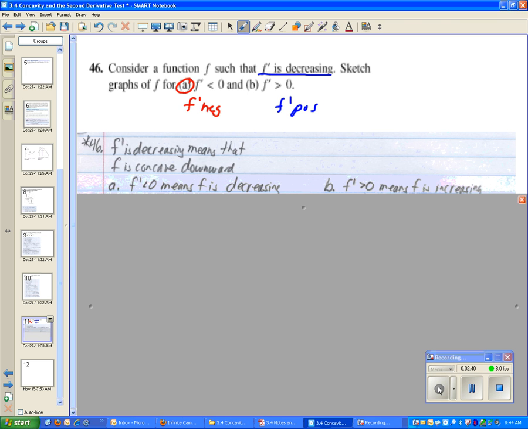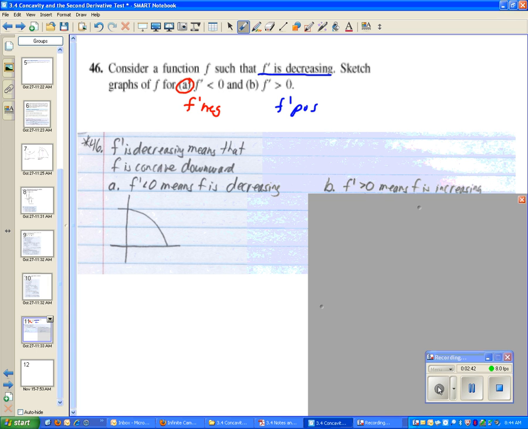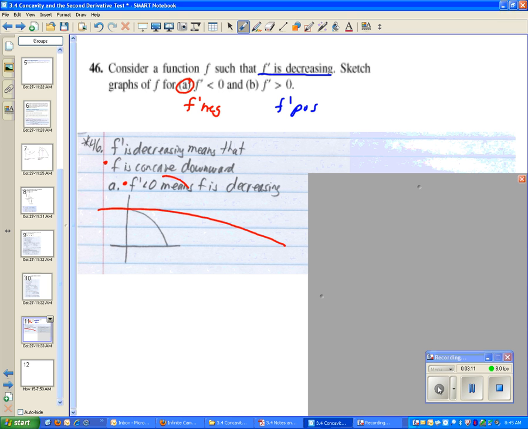So for part A, so this applies to part A and part B. For part A, f prime is less than 0 means f is decreasing. So I know my function f needs to be concave downward and decreasing. Is that the only possible way to draw a graph that's concave downward and decreasing? Not really. It may be a lot flatter. It may be really steep. Right, I don't know. But I know that it's concave downward, and I know that it's decreasing.